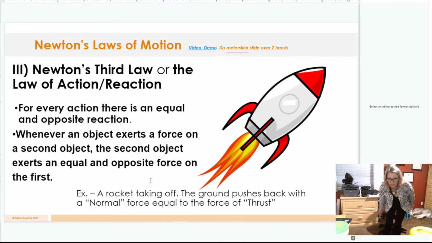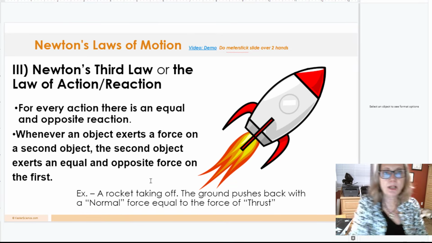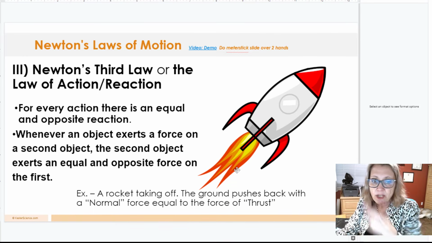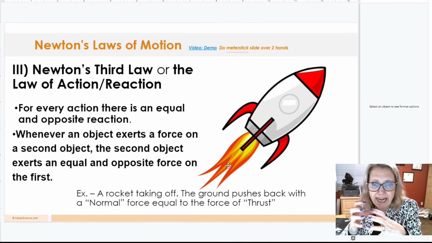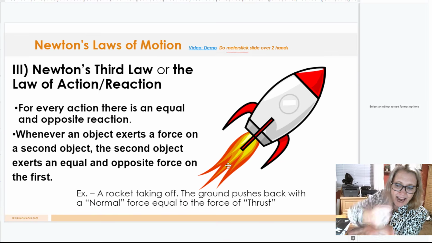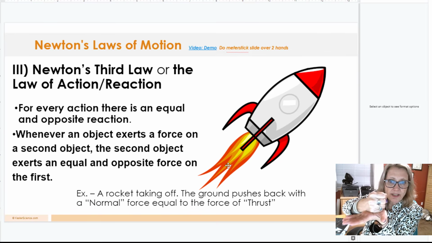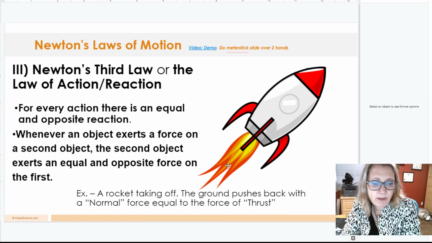Another example here is the way a rocket works. So when the rocket counts down, 5, 4, 3, 2, 1, blast off. That force of all of the fuel being ignited causes a force that pushes down on the ground, but that pushing down on the ground pushes up on the rocket also with an equal amount of force, causing the rocket to go up. Now, we're going to be able to see this in our balloon cars that we are going to make.